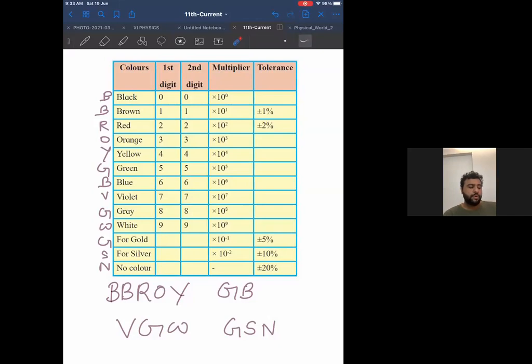You have to do this table to get resistance and tolerance. Once you know the table, I'll tell you where you need to use it. We need this table to find the resistance and tolerance. First finish the table, then I'll tell you where we'll need to use it.